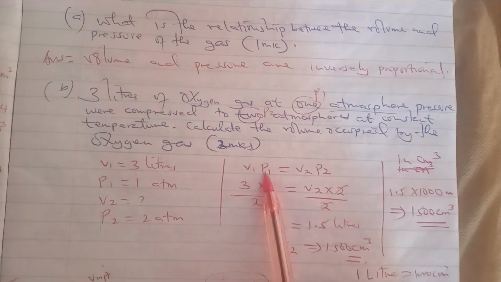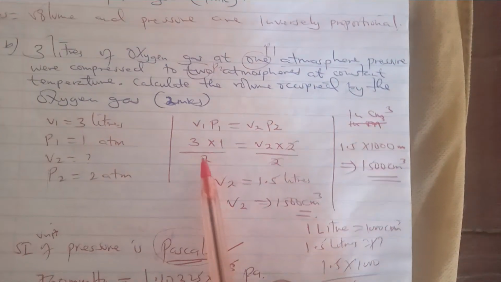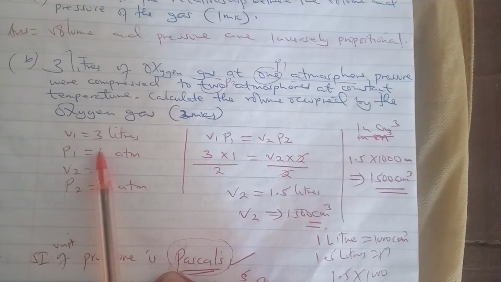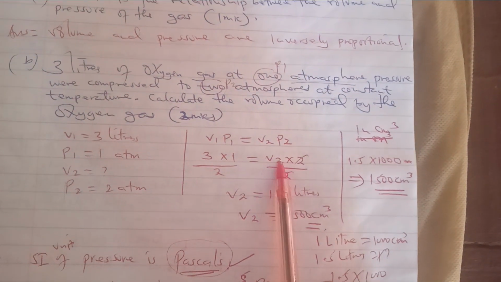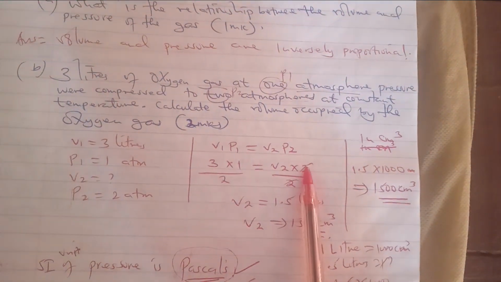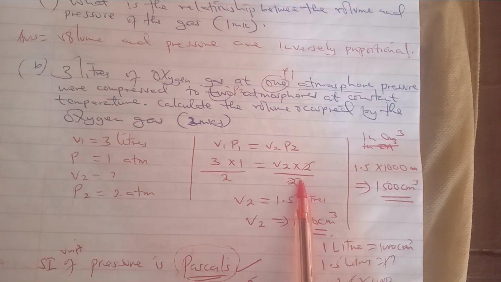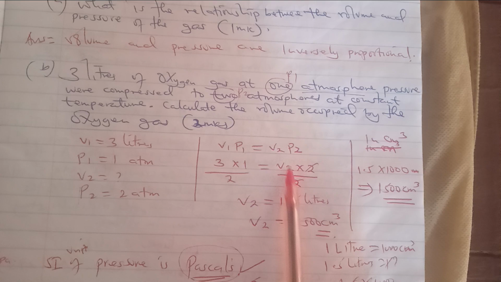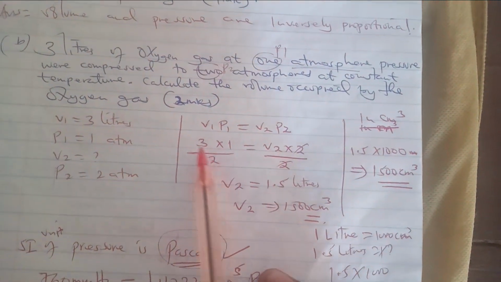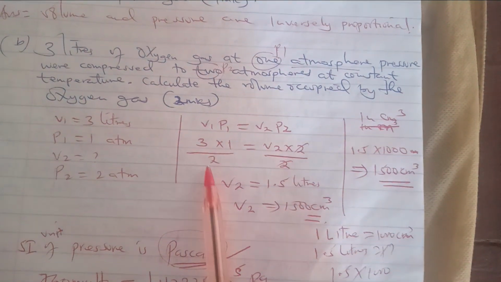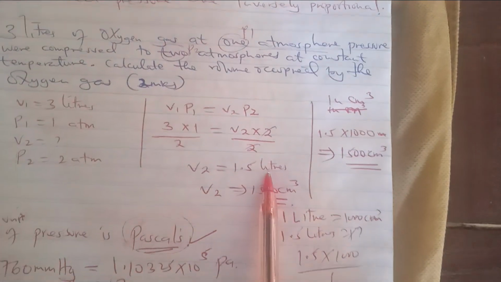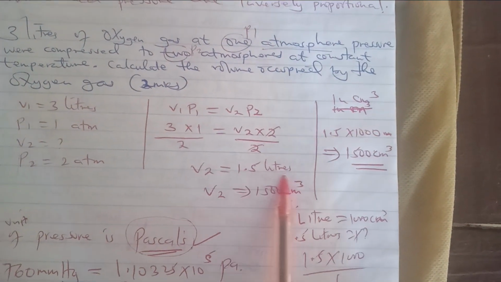So we say V1 P1 is equal to V2 P2. Then we substitute: V1 is 3, times P1, 1, is equal to V2, which we don't have, times pressure 2, 2. Then we divide by 2 on both sides so that we remain with V2 on this side. When you divide 3 times 1, we have 3. 3 divided by 2 is 1.5 liters. That is V2 in liters, 1.5 liters.